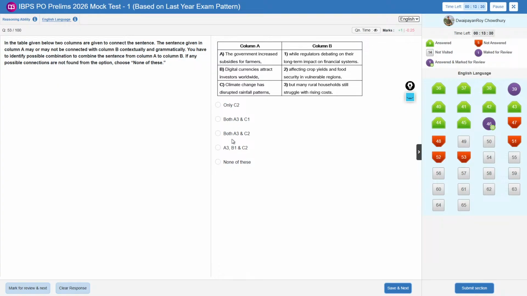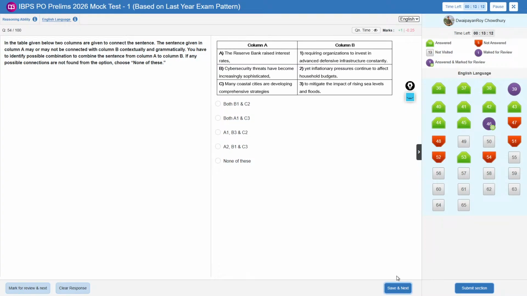A3 seems to be fine also. Let's check for B1 now. Digital currency attract investors worldwide while regulators debating on their long-term impact on financial system. I think everything is grammatically correct, but I don't know about the context. The Reserve Bank raised interest rates to mitigate the impact of rising sea level. What? Raised interest rates, yes, yet inflationary pressure continues to affect household budget.